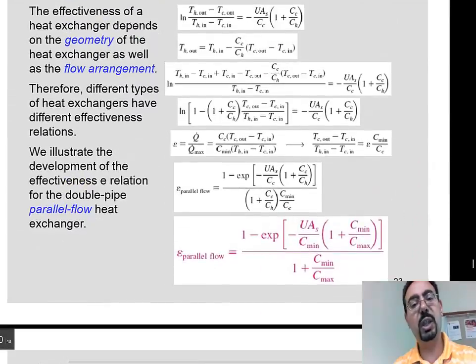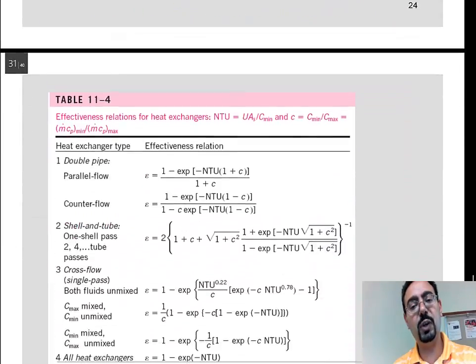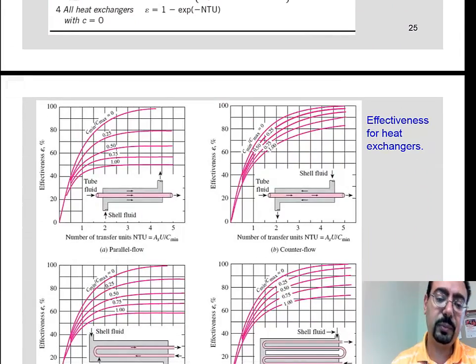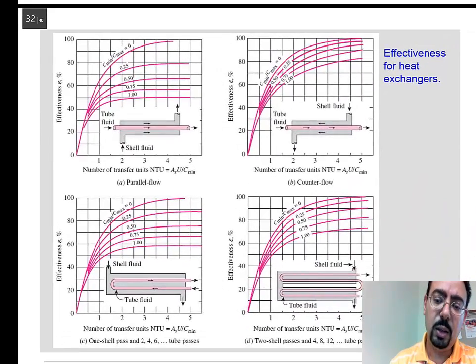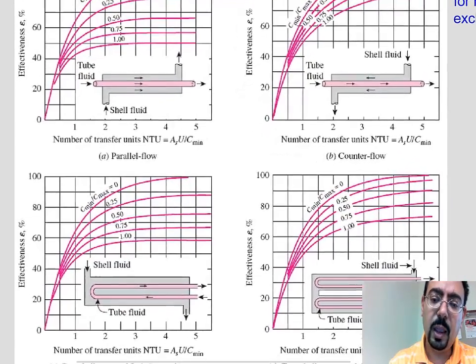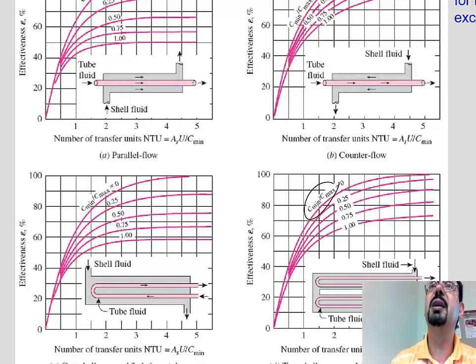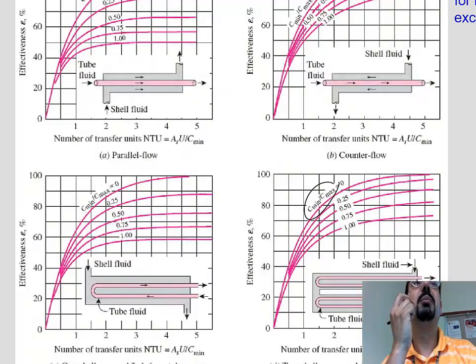And so there are all those equations for epsilon or charts for epsilon. So either the equation or the chart, you would use them to come up with this epsilon. And notice that every one of them has C minimum over C max. So you have to decide before you use this chart who is minimum and who's max. So the method becomes not really that friendly when you don't know the m dot or the Cp of one of them, like our project.